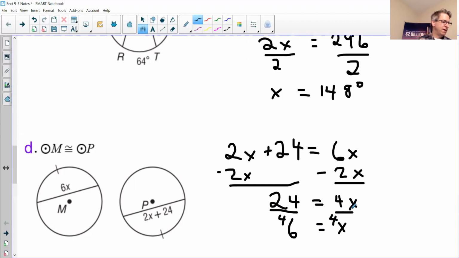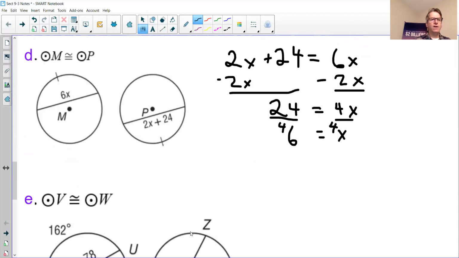And that's letter D. There you're given that the circles are congruent, and you're given the chords are 6x and 2x plus 24 with the arcs congruent. So keep a lookout for that type of questioning coming up.